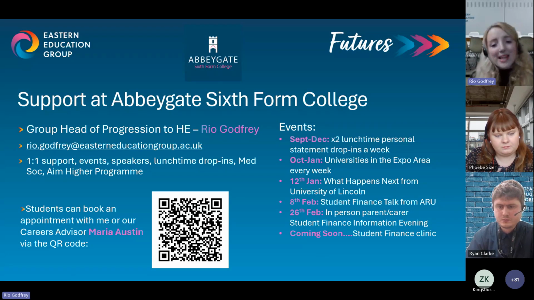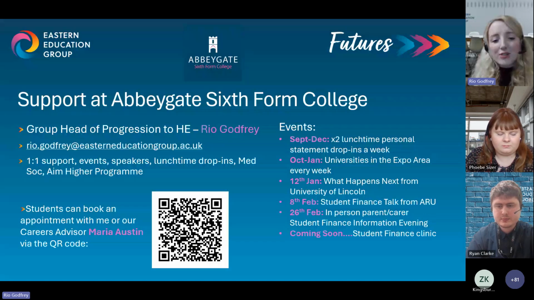We've had a What Happens Next talk, and we have had a student finance talk from ARU, and then also an in-person student finance talk. We'll be running student finance clinics. So sometimes students or parents can attend these talks. They're really useful. They get lots of information, and then actually they go to start that application and think, oh my God, I'm not sure what I'm doing here.